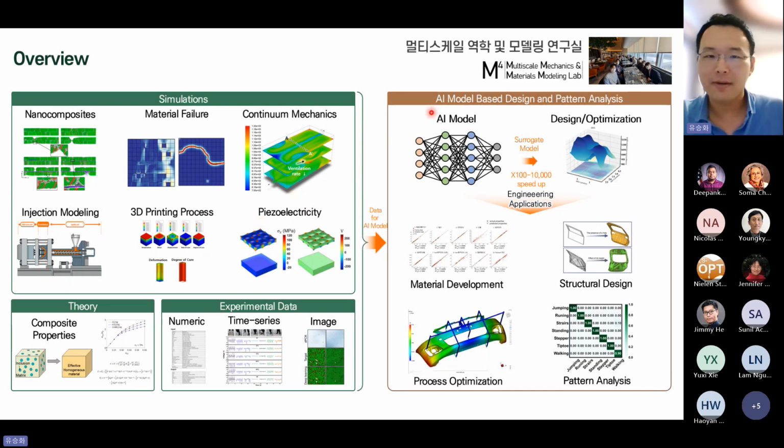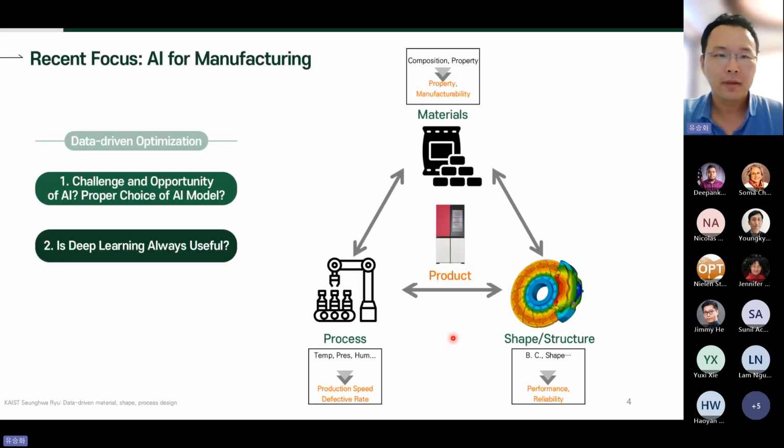And for the past 4 to 5 years, what I have done was combining the data sets from simulation, theory, and experiments with AI models. I apply this to design of materials, structures, and process, and some pattern analysis. So this is the overall activity in my lab. The focus of the past 4 or 5 years was AI for manufacturing. To develop a product, we have to develop materials, shape, structures, and processes. Although at first glance they look like completely different problems, in terms of data input and output, input is black and output is this orange one. It's a similar and universal way of applying data analysis.